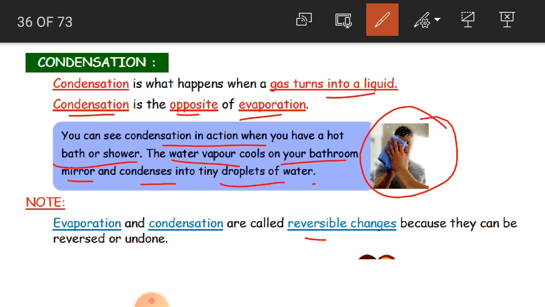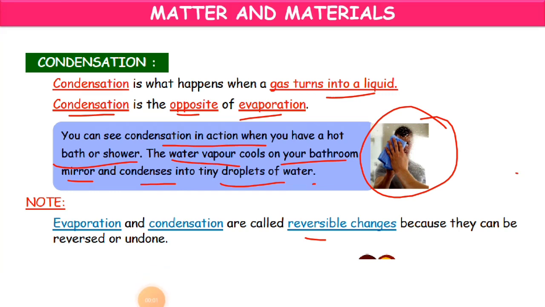So again, evaporation and condensation are called reversible changes. Even these two are reversible changes because they can be reversed or undone. Clear children? Because of these four processes, we are able to change the state of matter. Clear? Okay children, so here we have completed our lesson.